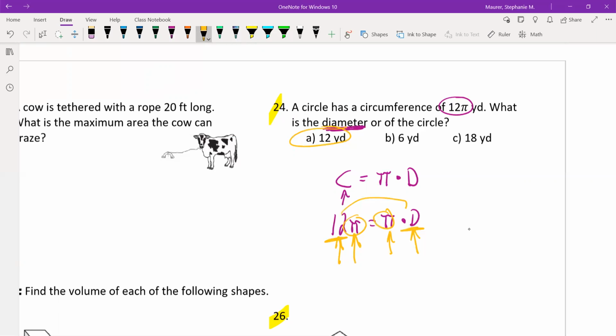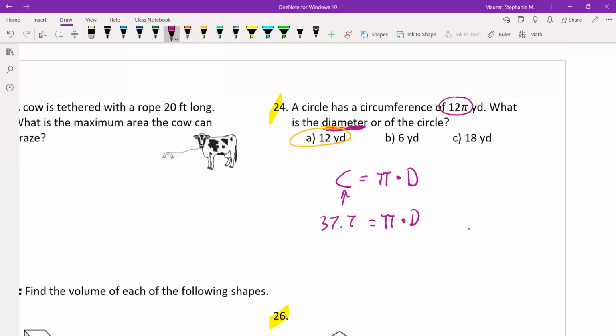Had they given it to us as a decimal, and I just kind of want to warn you guys of this, if they had given it to us as a decimal, and let me actually figure out what 12 pi is as a decimal. So 12 pi would be, and this is just kind of an off-topic thing, but I'm going to get it to you anyways. Let's say that they gave you 37.7, because that's what 12 pi is. How would you figure out diameter now rather than logically thinking it through?